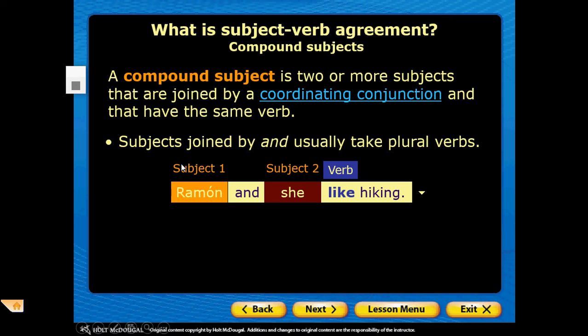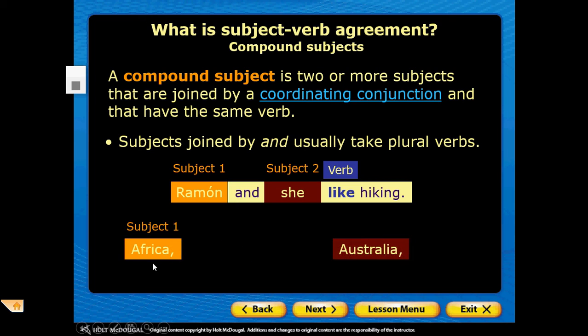Raman and she like hiking. So subject one is Raman and subject two is she. How do we join the two subjects? Using and. So this is treated as a plural subject. So here, which verb form have we chosen? The singular one or the plural one? Remember, the singular verb comes with an S. Remember that, boys. This is a plural verb because the subject here is plural because we're talking about two people here.